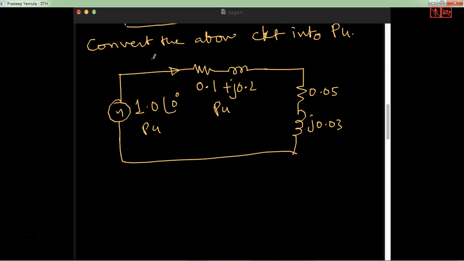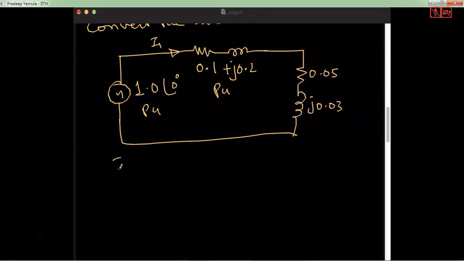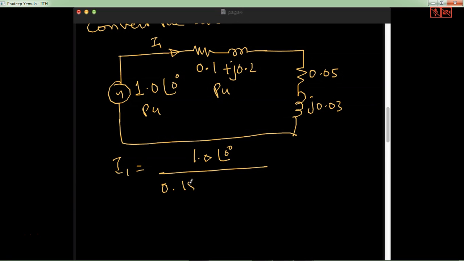I can find what is the current I. So what is the current I? Nothing but 1.0 per unit divided by the addition of these two, 0.15 plus J0.23. So if I do this calculation, what do we get? Let me just quickly do this calculation and get back to you. So I per unit is 1 divided by 0.15 plus J0.23.